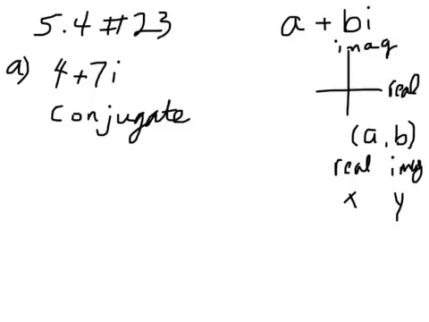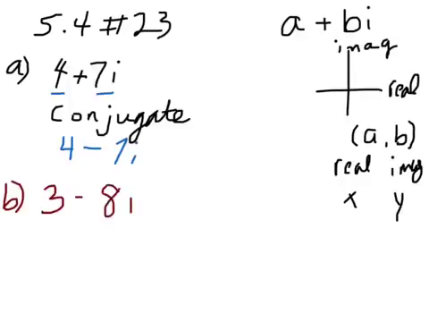4 plus 7i. If I want the conjugate of that, I write down the first number, 4. I write down the 7i, and all I do is change the sign in the middle, whether it's a plus or a minus. That's 4 minus 7i. Now the B part, they want you to practice writing conjugates, and we're going to see in a minute what happens when we do things with them.